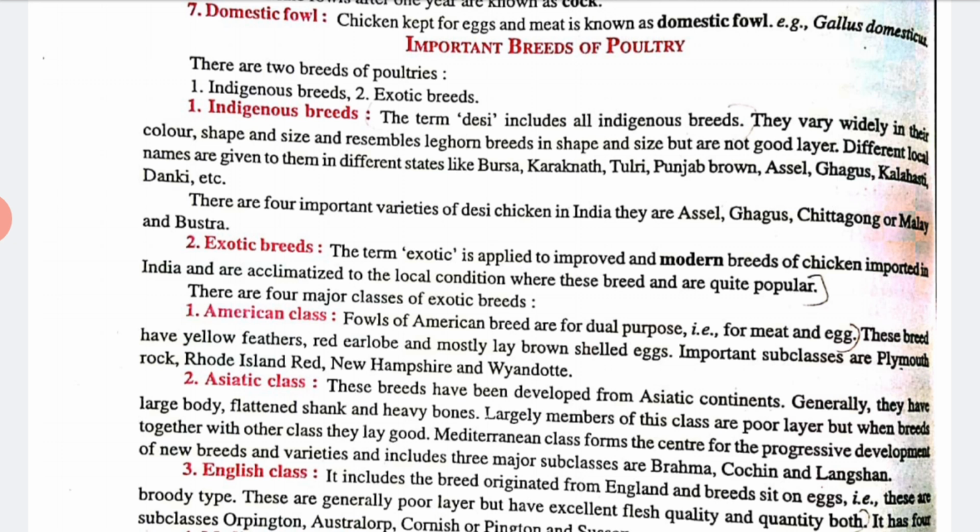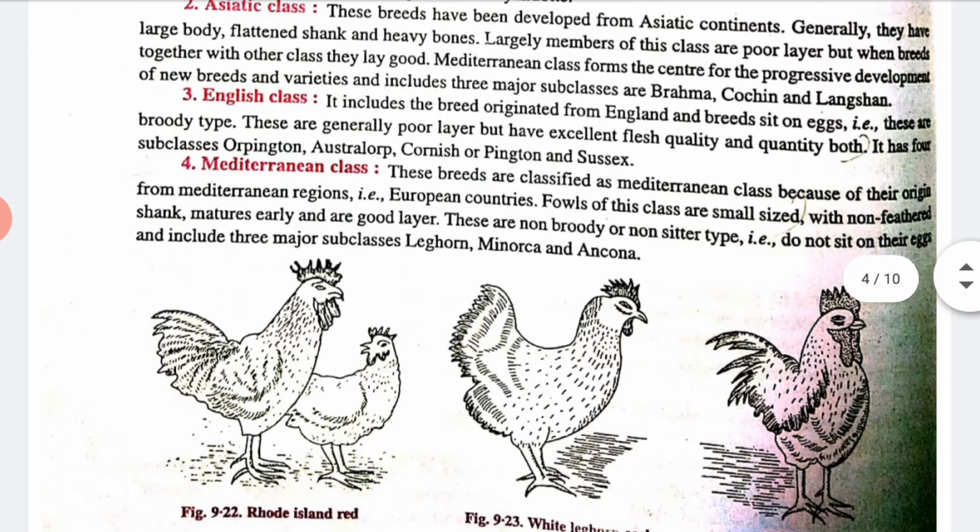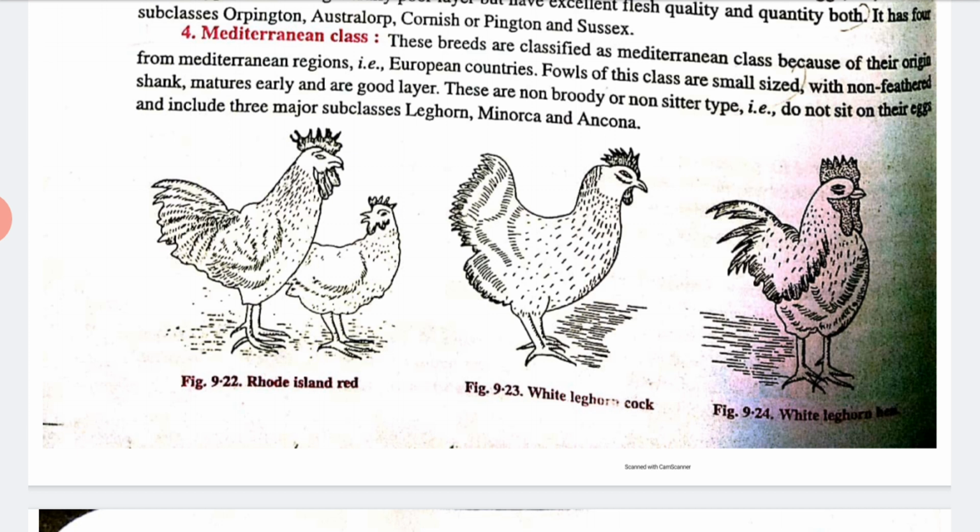There are four major classes of exotic breeds: the American class, Asiatic class, English class, and so on. So we have all these types of hens. There are many advantages also. From these birds we can take meat for eating purposes, and we can also use their feathers. We can also get poultry manure from these birds, and we can have by-product feeds.